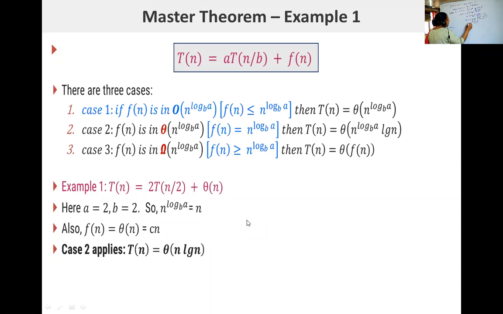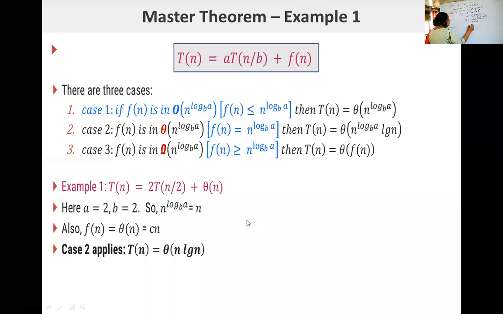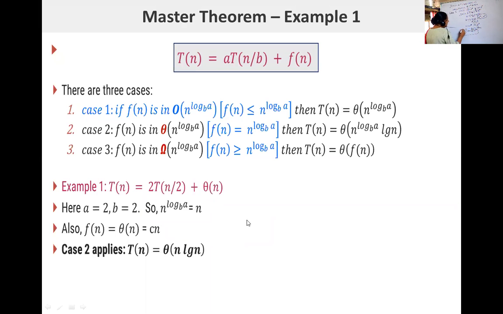The value of a is 3 and b raised to power d is 2 raised to power 2, which implies 3 is less than 4, true. So that means it will be equal to theta of n raised to power d, that is n square, because the value of d is 2. So the answer is theta of n square. Is it clear now? Whoever asked for a repeat, please tell me whether it is clear.